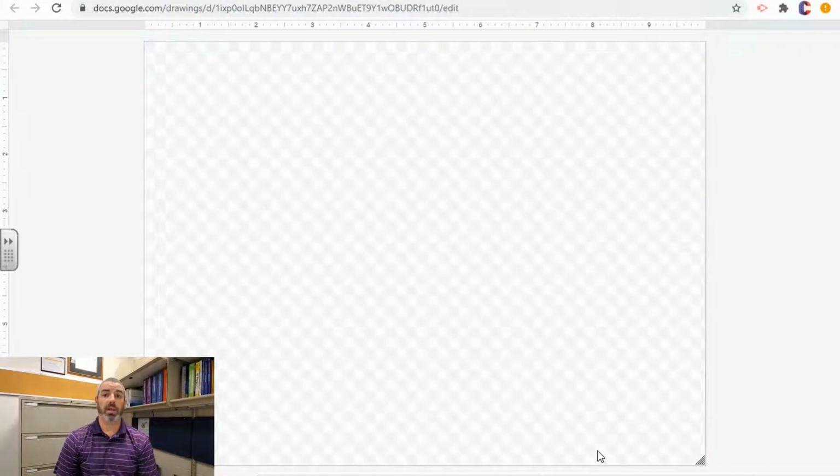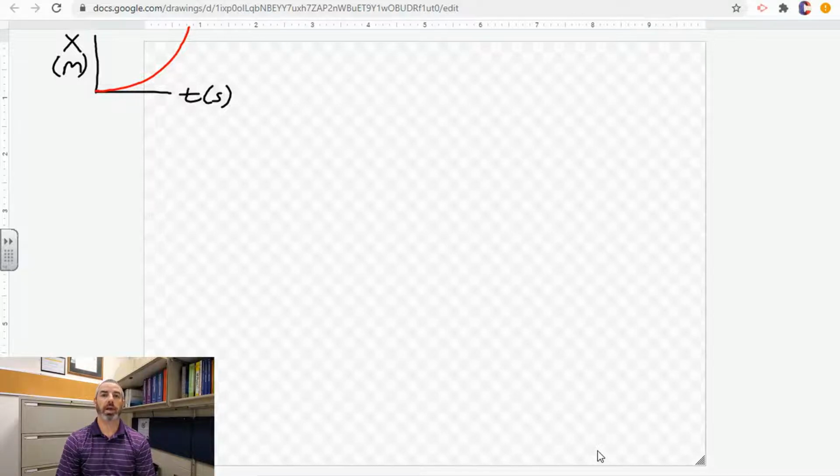Alright, so we've collected data and created a position time graph. We found our mathematical model for the position time, and the data that I used, which is different from the video, gave us an equation of x is equal to 0.35 meters per second squared times t squared.